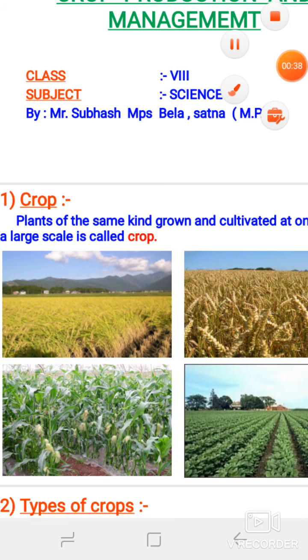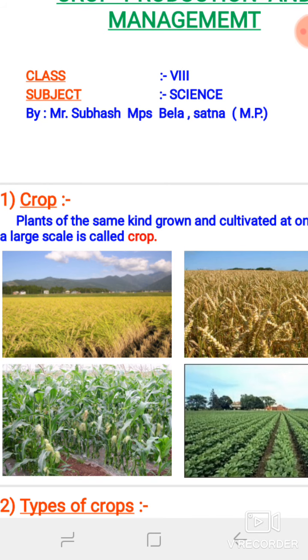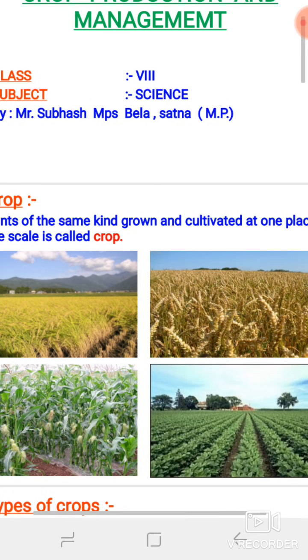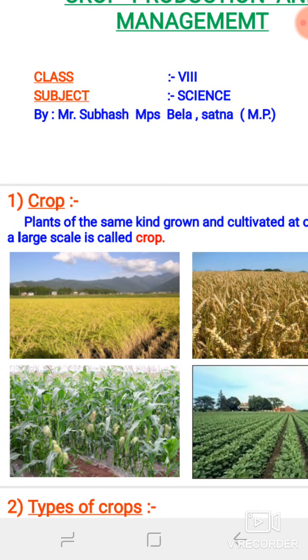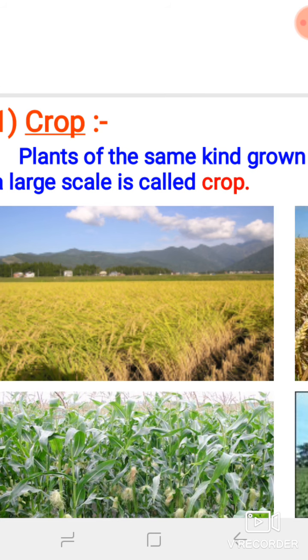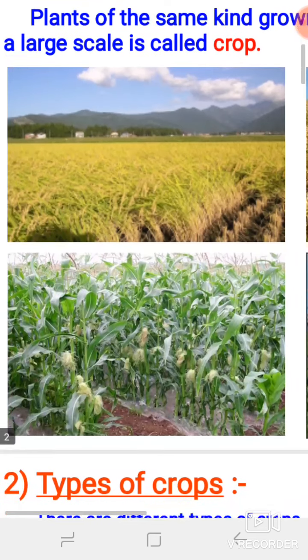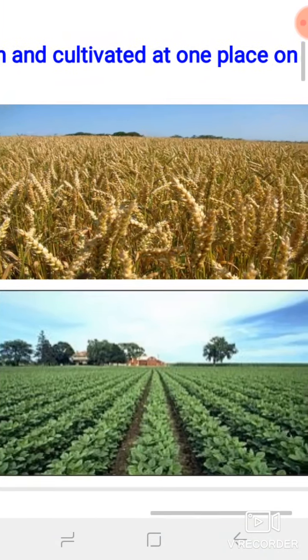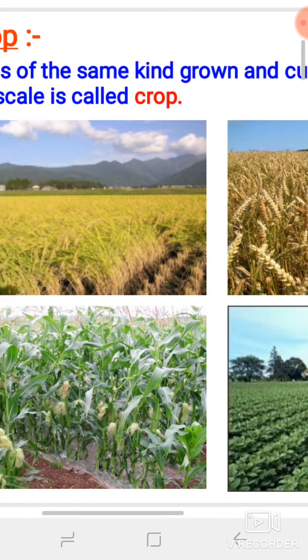So first of all, we are going to discuss crops. Crop means the plants of the same kind grown and cultivated at one place on a large scale. So this is the definition of crop that we have already discussed. In the diagrams you can observe the various types of crops. In the second diagram you can also observe some cereals and vegetable crops.